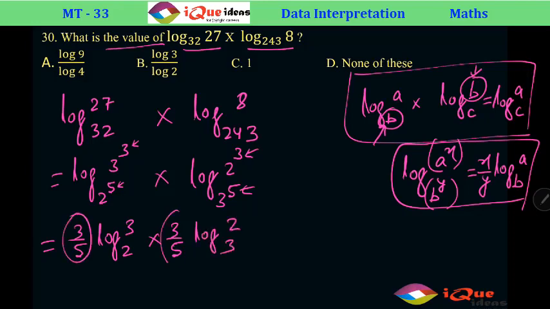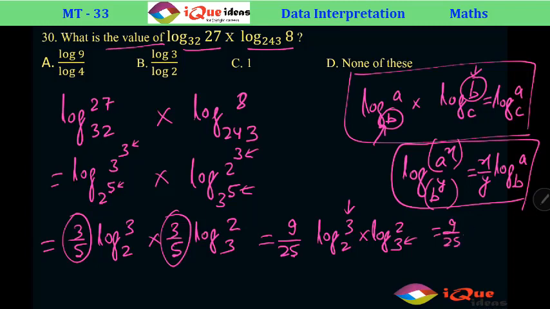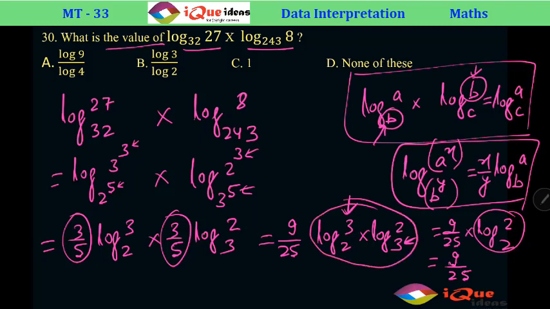Now this 3 by 5 into 3 by 5 will get multiplied and becomes 9 by 25. And we have log of 3 to the base 2 into log of 2 to the base 3. Now fantastic. So suppose this 3 and this 3 get eliminated. What do we have? We have 9 by 25 into log 2 to the base 2. I am eliminating this 3 and this 3. Right? Now this log 2 to the base 2 is also 1. So it is eventually 9 by 25. In fact, after this step directly you can say that this is equal to 1. So the answer is 9 by 25. That's it. So if you look at the options, none of these is the correct answer.